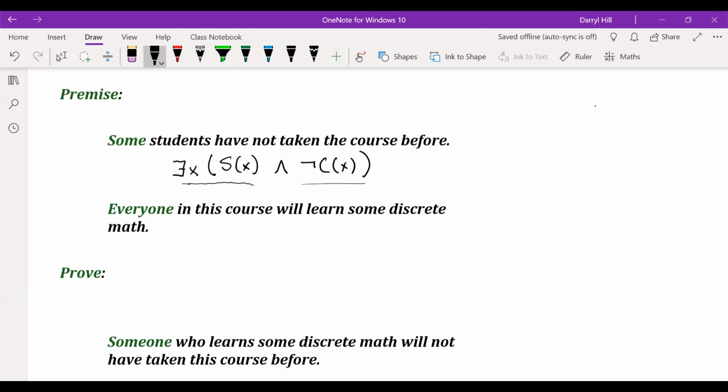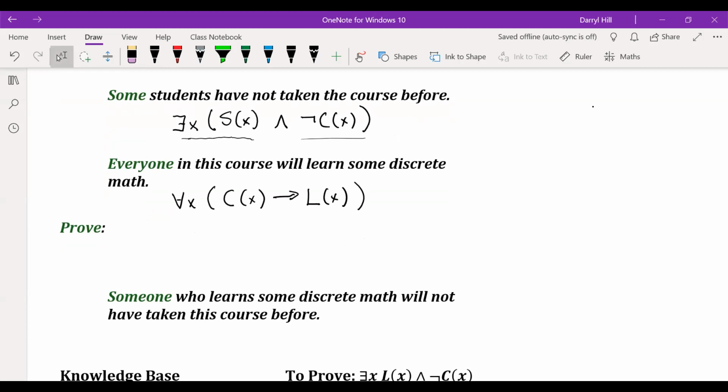Everyone in this course will learn some discrete math. So which quantifier is that? Yeah, for all. So everyone in this course, that's our C of X, and then they'll learn some discrete math, so we're going to say L of X. And then we just need to connect them, either with conjunction or with an implication. So which one is it? Implication, yeah, correct. If we use conjunction, then it's too strong. We're saying that everything that exists has taken this course before and learned some discrete math. So here's the correct expression.